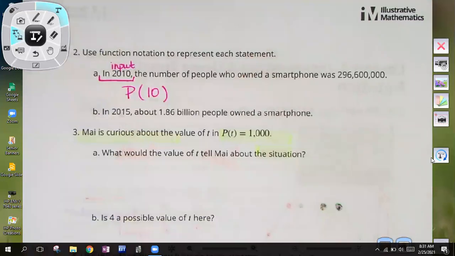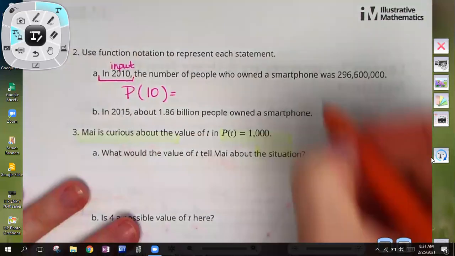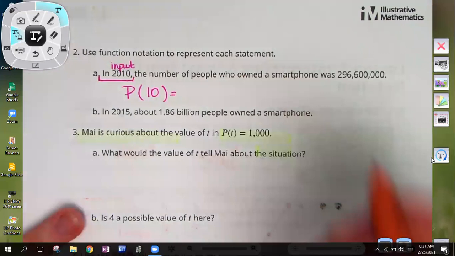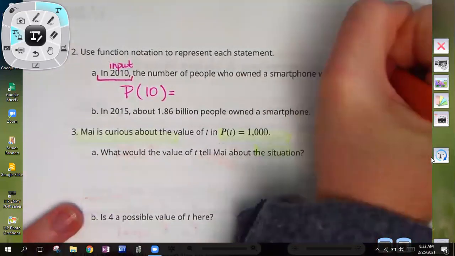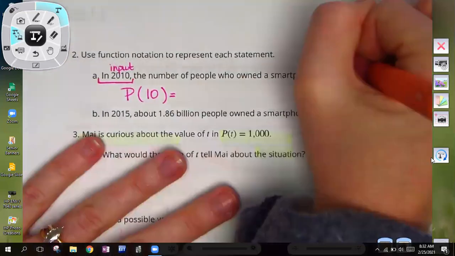All right. And then we set that equal to what? The number of people in millions. So how many people own smartphones? 296,600,000. Like, that's actually right.